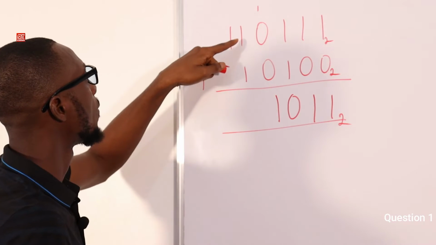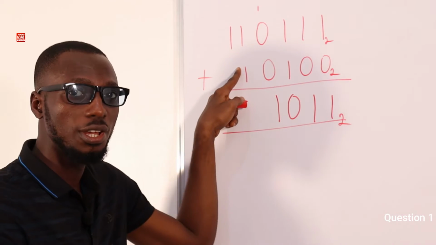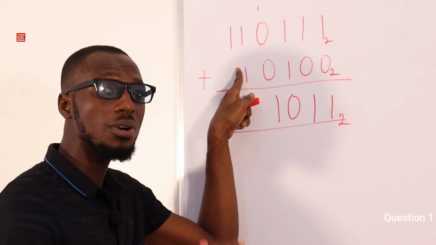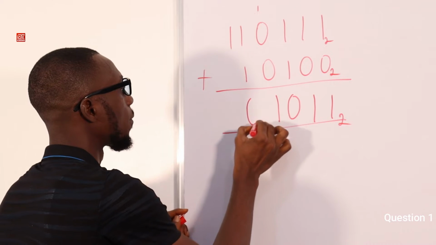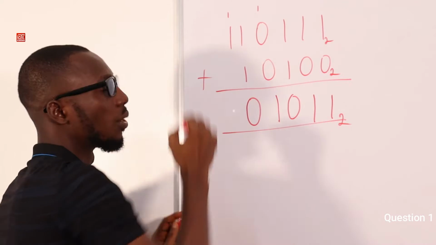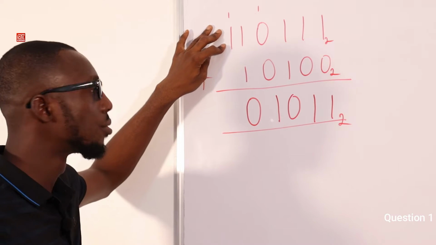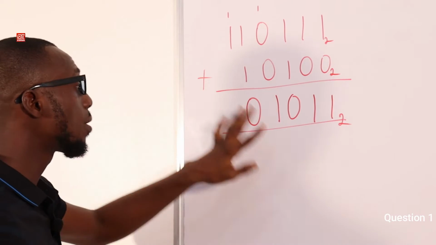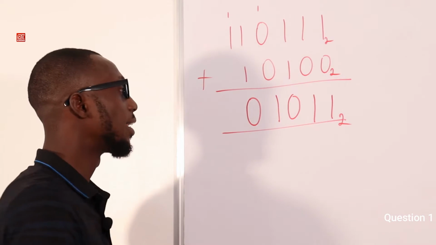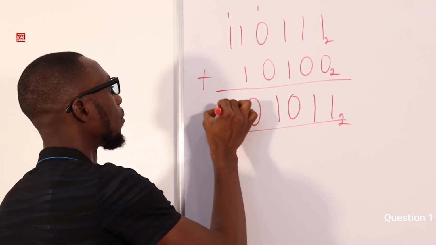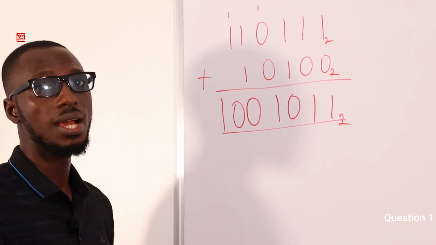All right, so we have here 1 plus 1, that is 2. We record that 2 in base 2 is 1 remainder 0. So we put down the remainder. We carry the 1. Okay, so we have 1 plus 1, we have 2. 2 plus nothing, we have 2. 2 in base 2 is 0, remainder 1. All right, so this is our answer.